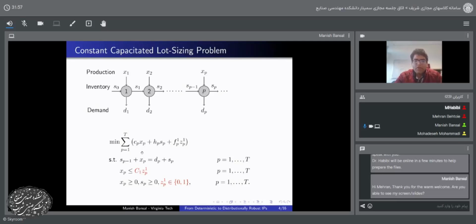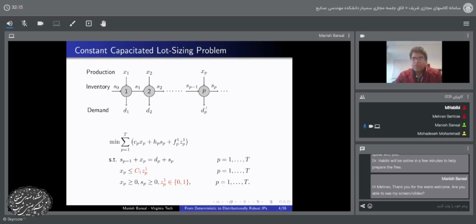For the constraints, we will have a flow balance constraint. This constraint is essentially saying the input to this node is equal to the output through this node. So the flow in is equal to the flow out. So I get S_{P-1} plus X_P is equal to D_P plus S_P.